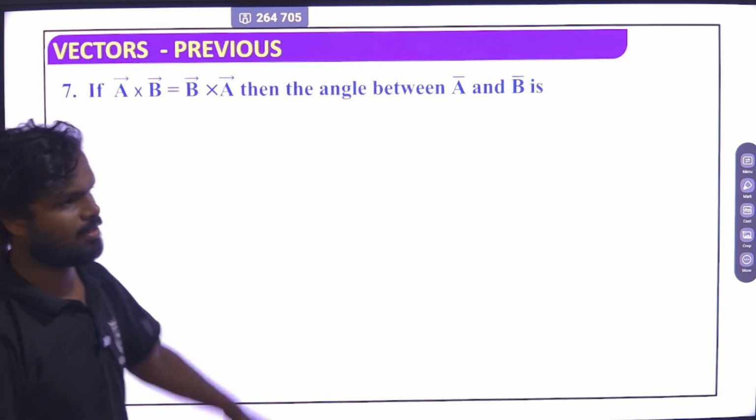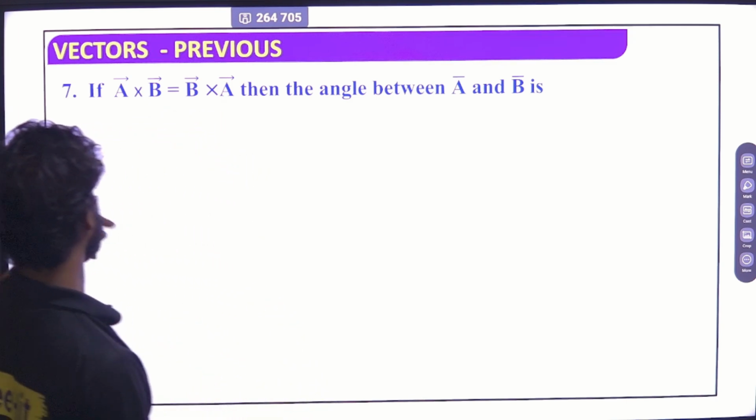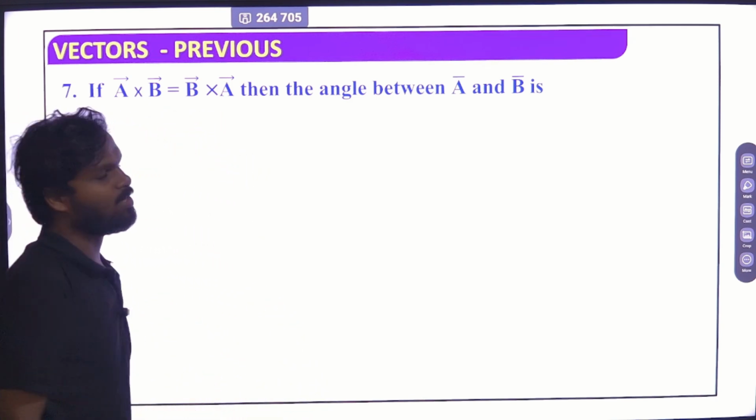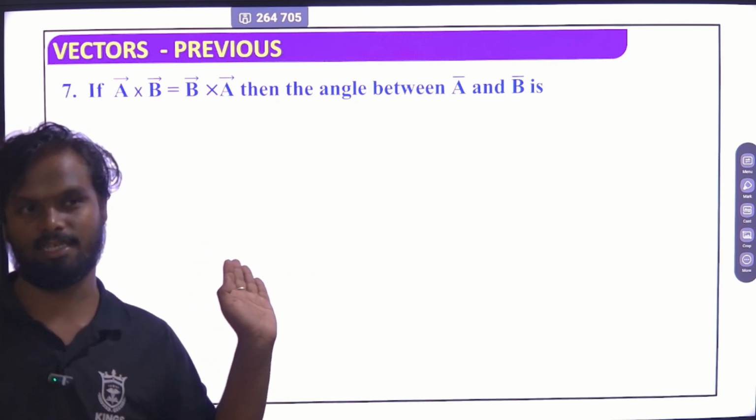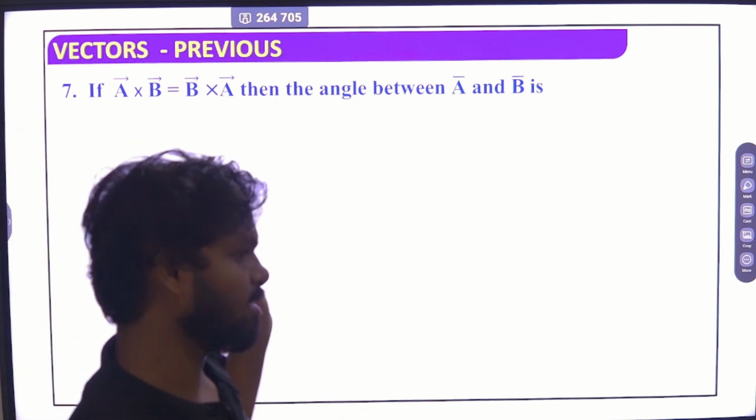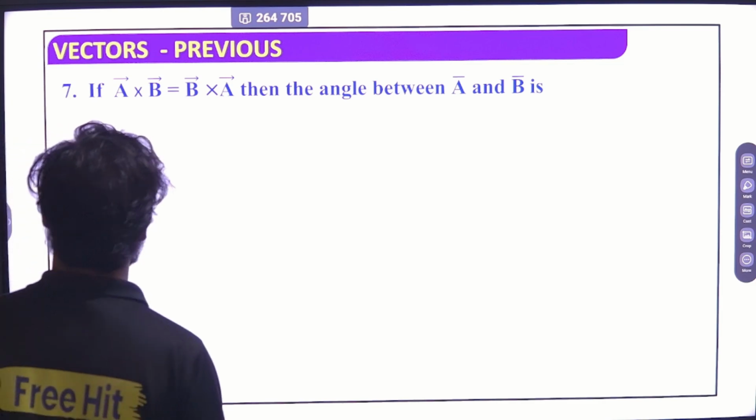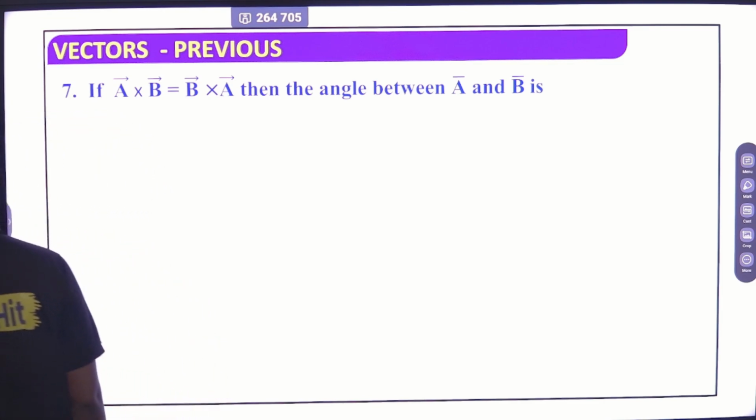This is a very simple example. If A cross B is equal to B cross A, then what is the angle between A and B? It's simple mathematics. I will explain the concept behind this. Just you tell me, I am not going to tell. It's very simple. What is the option?